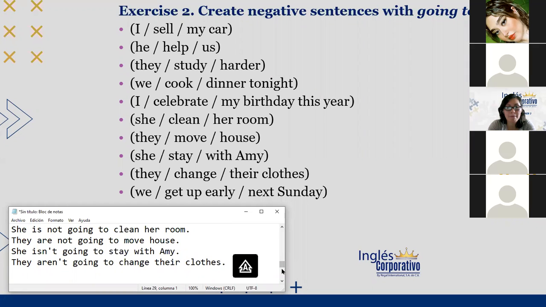And then the next one, let me see, is Emperatriz, right? Okay. We aren't going to get up early next Sunday. We aren't going to get up early next Sunday. We, pero en este caso de forma afirmativa, ¿verdad? We are going to get up early. No, we aren't going to get up early next Sunday. Ah, sí, ¿verdad? Sí, está bien, es cierto. We aren't going to get up early next Sunday.